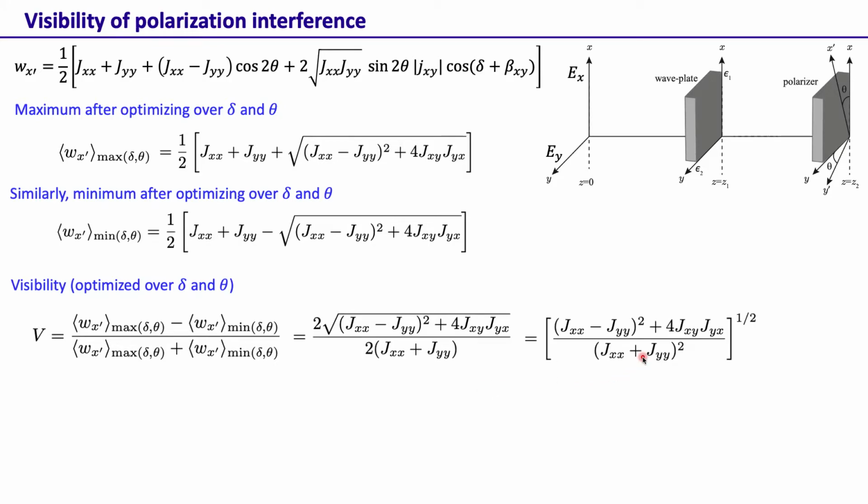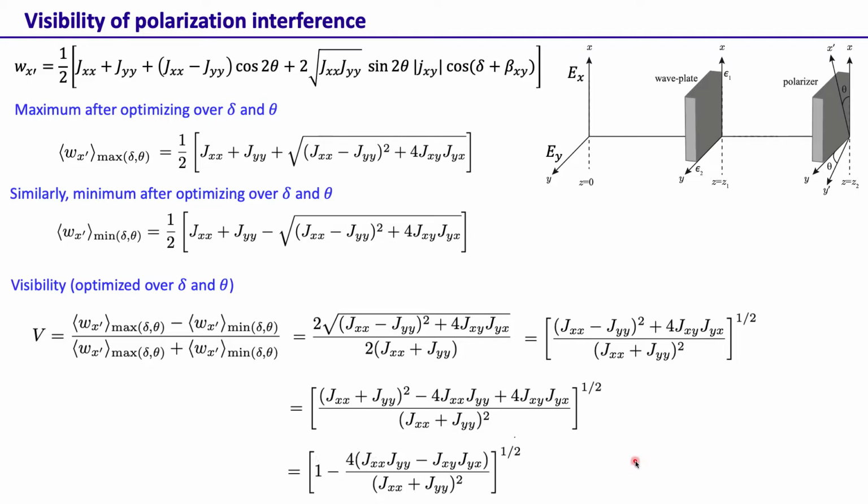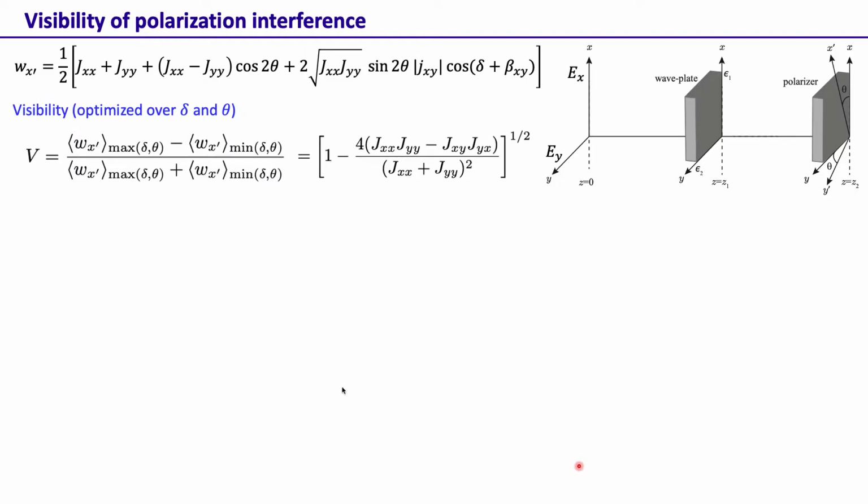This we can then rewrite in this form. This is the square root, we have just opened it up, included this in here so that there is a square and there is a 1 over 2 over there. This we can again rewrite jxx minus jyy square as jxx plus jyy square minus 4 jxx jyy, and this quantity then just remains here. And this then we can write as just 1 minus 4 times jxx jyy minus jxy jyx, over jxx plus jyy square. So this is the algebra that we can actually do, and we are doing it for some purpose which will be clear in a moment, but for now this is what we have.